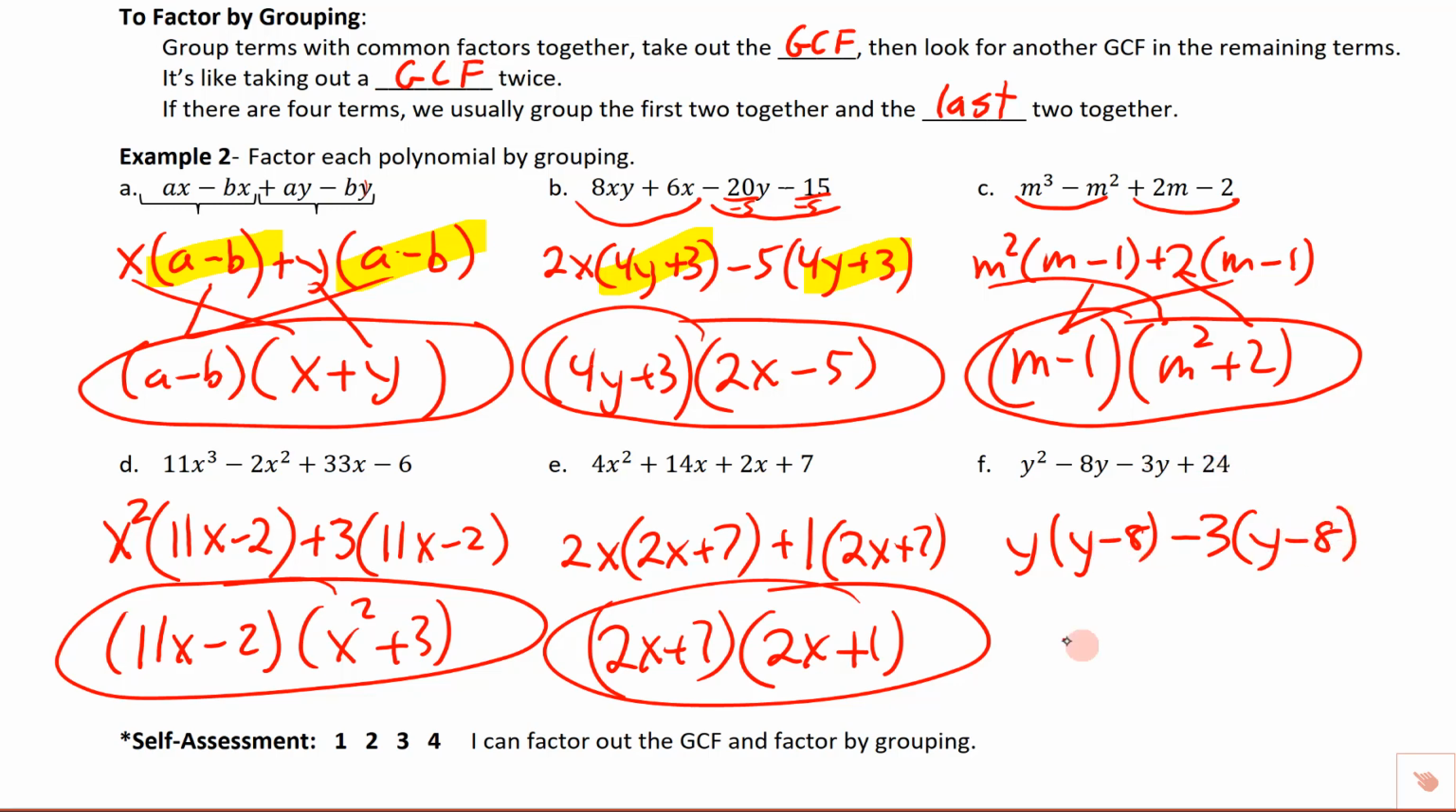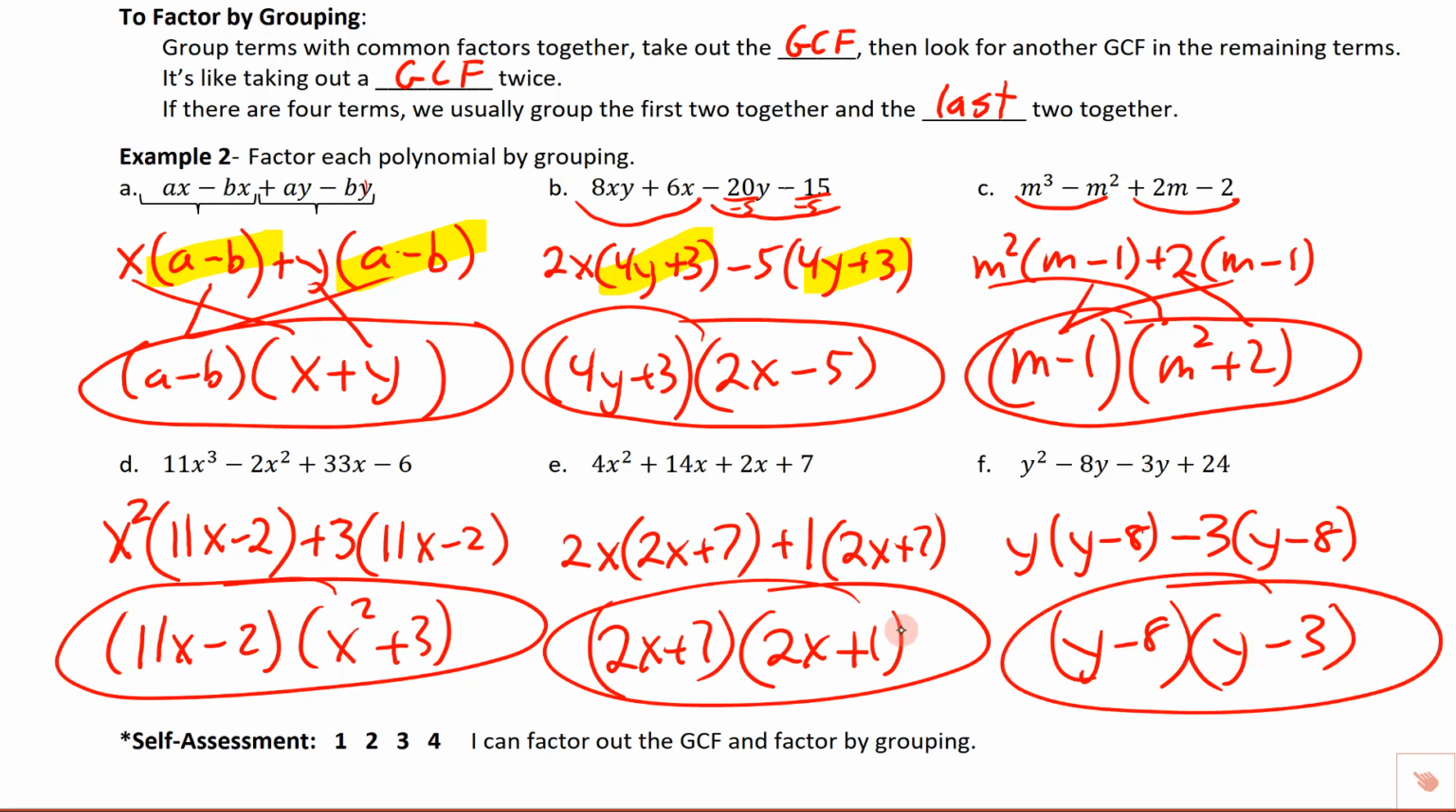So again, notice that they both have a y minus 8. And we're left with, from the first one, a y, and from the last one, a 3. So I'll put parentheses around that, and we're in good shape.